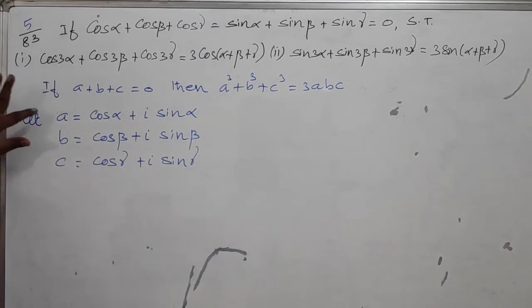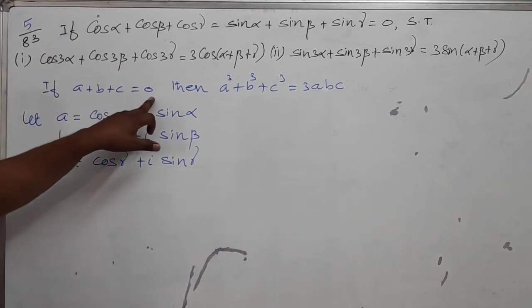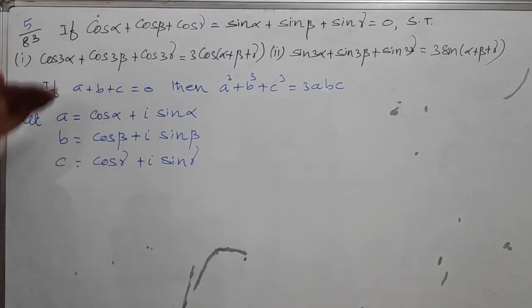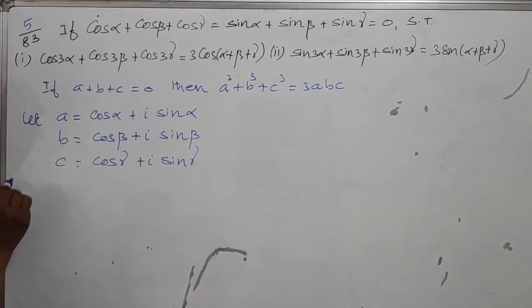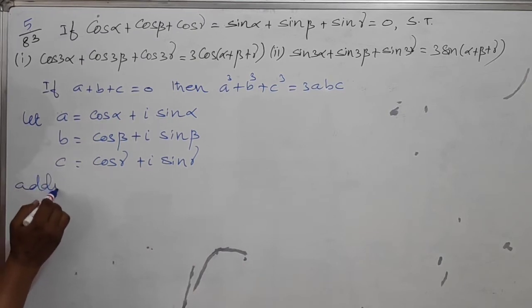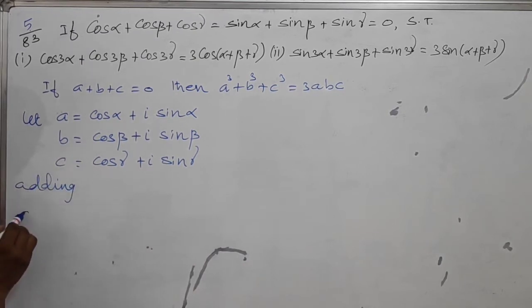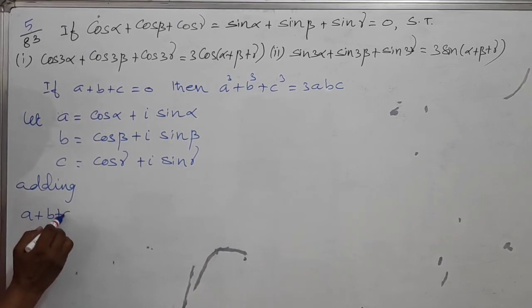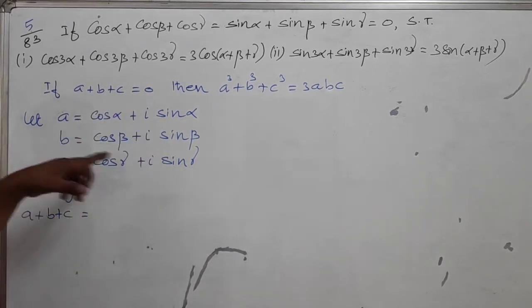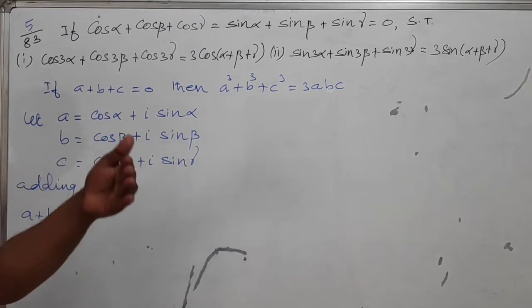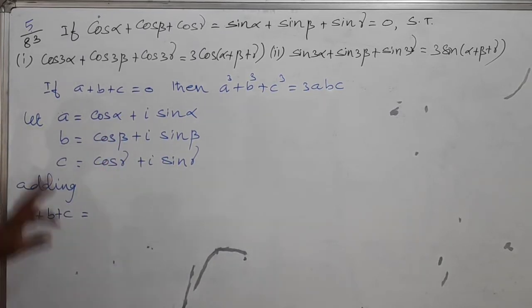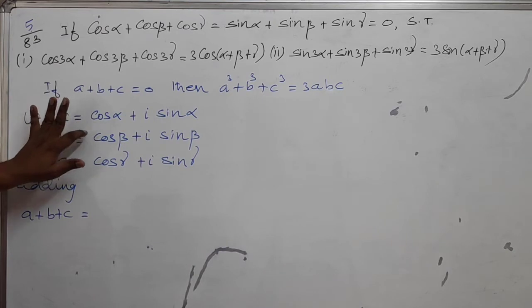Now if the sum of these three equals 0 we can use this identity. Therefore we are adding all these things to get A plus B plus C. While adding complex numbers, we can add the real parts together and the imaginary parts together. Therefore, we can add all these real parts together.